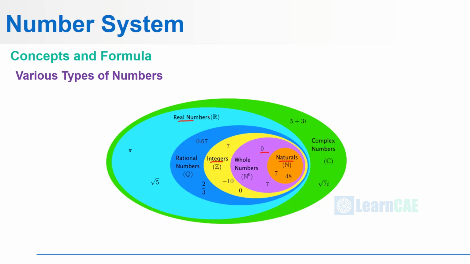Next is real numbers which include all the rational numbers as well as irrational numbers like pi, root 5 or root 2. Finally, we have the complex numbers which include both real numbers as well as imaginary numbers. Here we can see 5 plus 3i where i is the imaginary part. So these are the different types of number systems represented in a single figure.